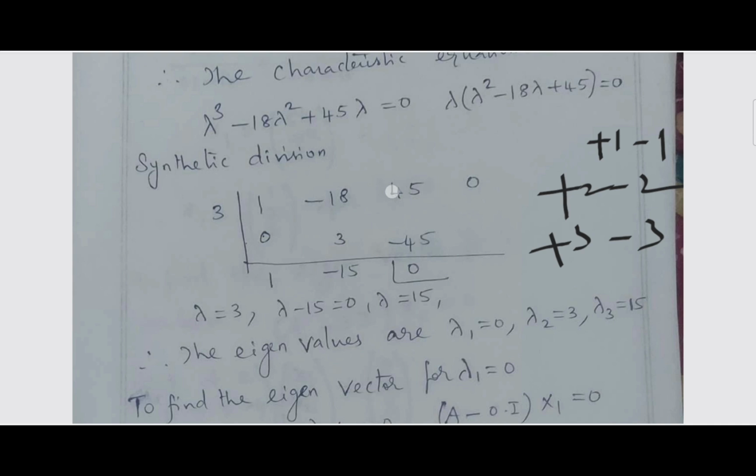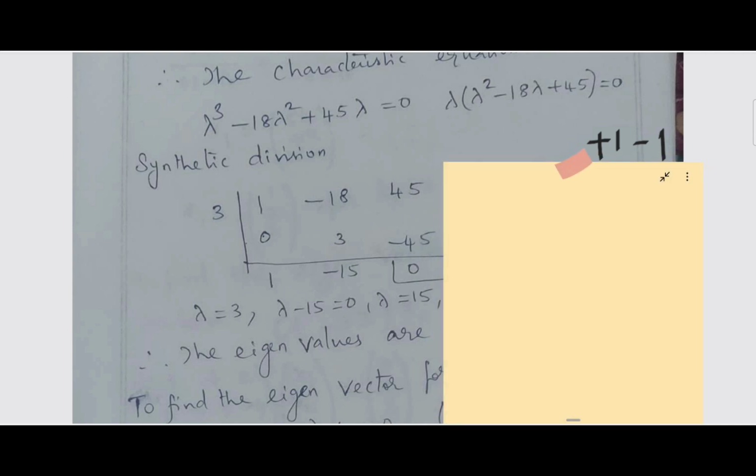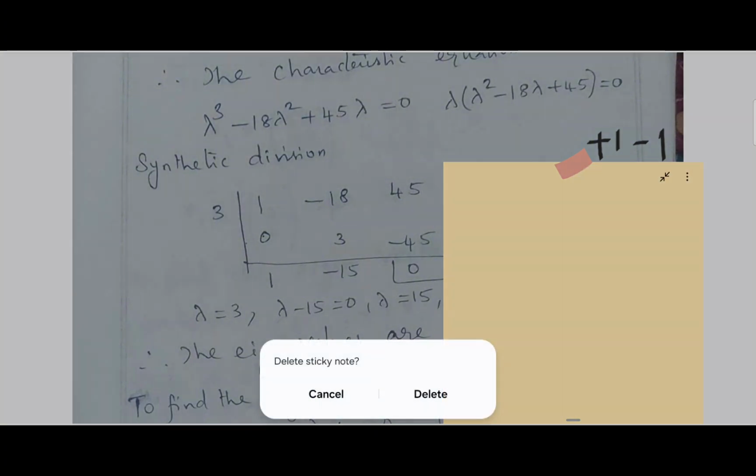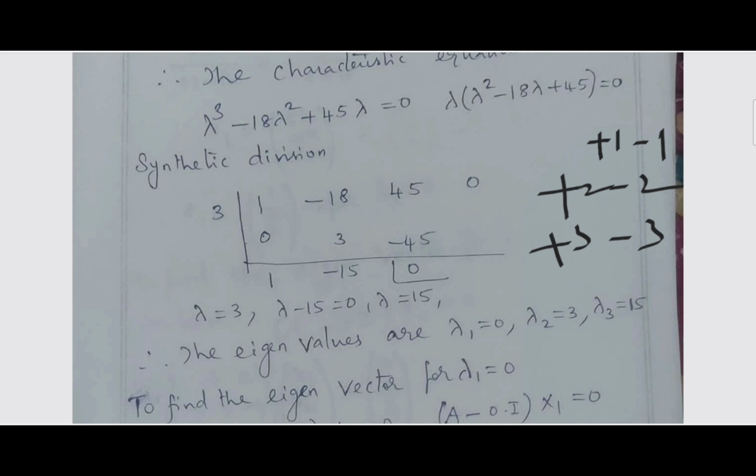So I told you how you can select the suitable root for this equation: simply by making this end value 0. Then only it is a suitable solution for this equation. Then the remaining is automatically how I have written. You see that lambda equal to 3 and lambda minus 15 equal to 0, lambda equal to 15. So already we found our first value, lambda equal to 0. Therefore lambda 1 equal to 0, lambda 2 equal to 3 and lambda 3 is equal to 15.